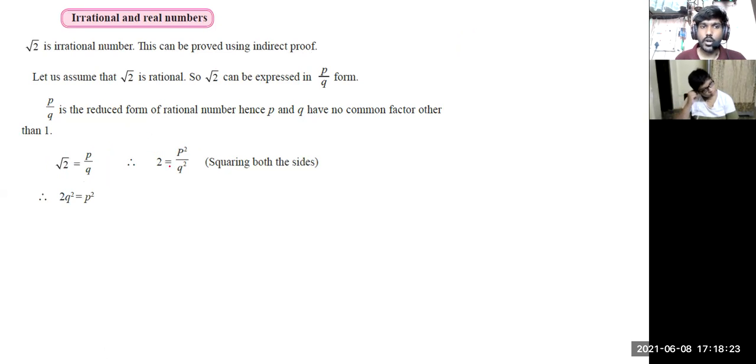Now we are doing cross multiplication. So take this as 2 upon 1. So 2 into q square will give you 2q square, and p square into 1 will give you p square. So you have 2q square is equal to p square. Clear? Cross multiplication.